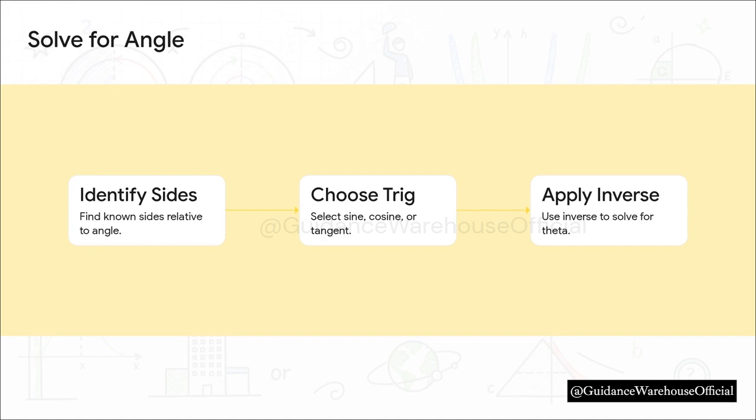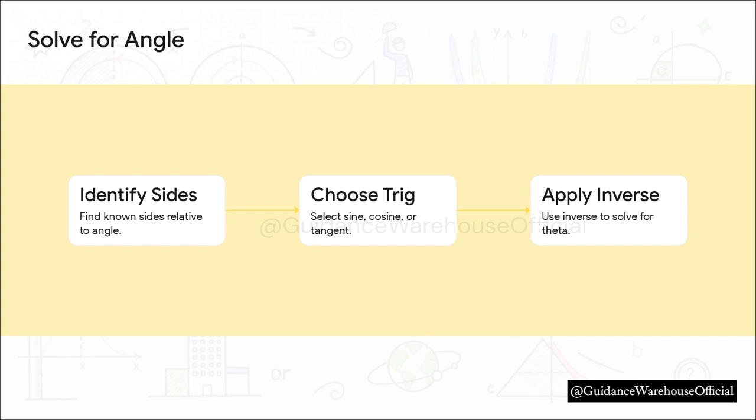Here is your foolproof step-by-step strategy. First, look at your triangle and identify the sides you know relative to the angle you want. Let's say we know the base of the ramp on the ground. That's the adjacent side. And the length of the ramp itself, that's our hypotenuse. Second, choose the matching function. Adjacent over hypotenuse means we need cosine. Third, write your equation. Cosine of theta equals the adjacent length divided by the hypotenuse length.